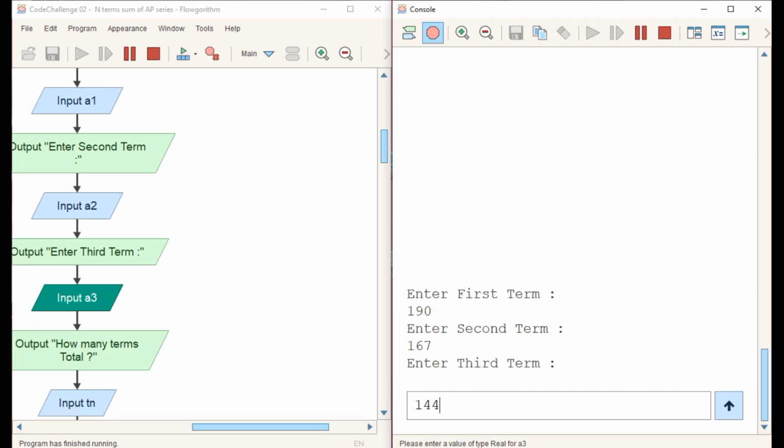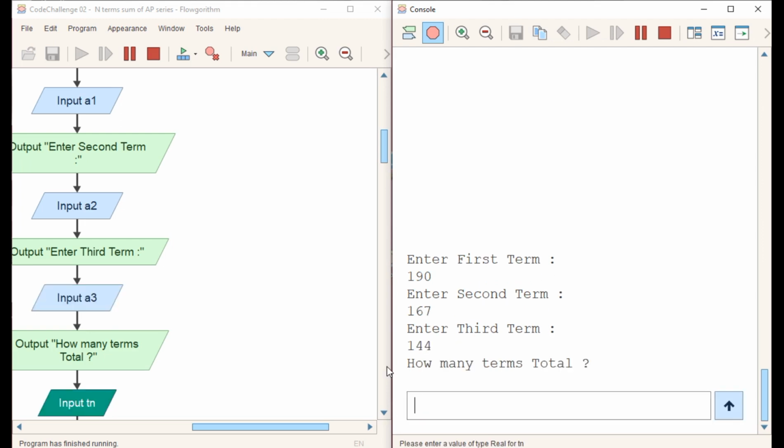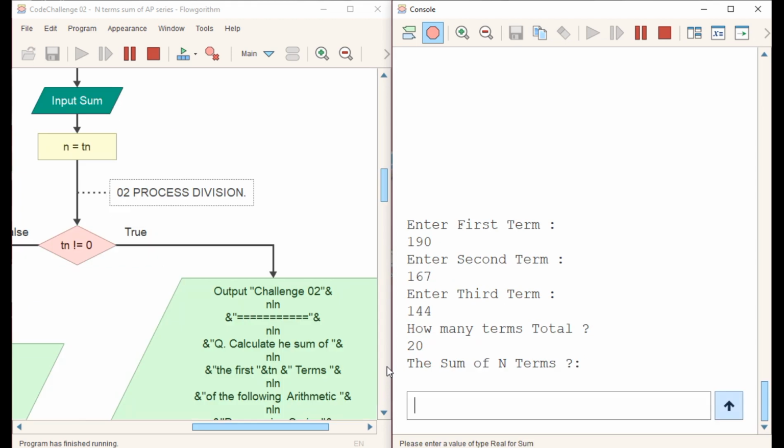So, enter the three terms given in their order. Enter the number 20 against how many terms total. Here, the sum of the first 20 terms is to be computed. So, enter 0 against the sum of n terms.